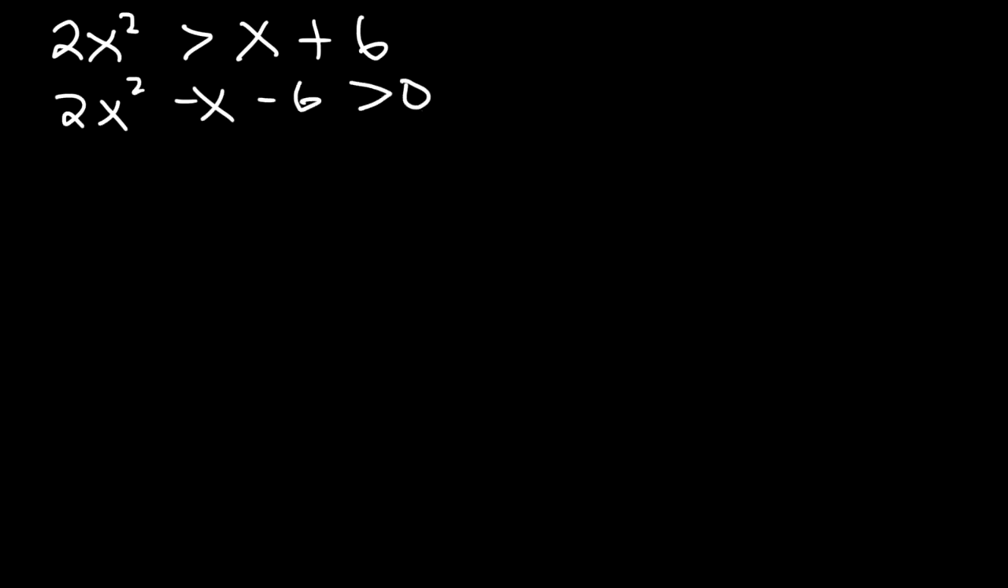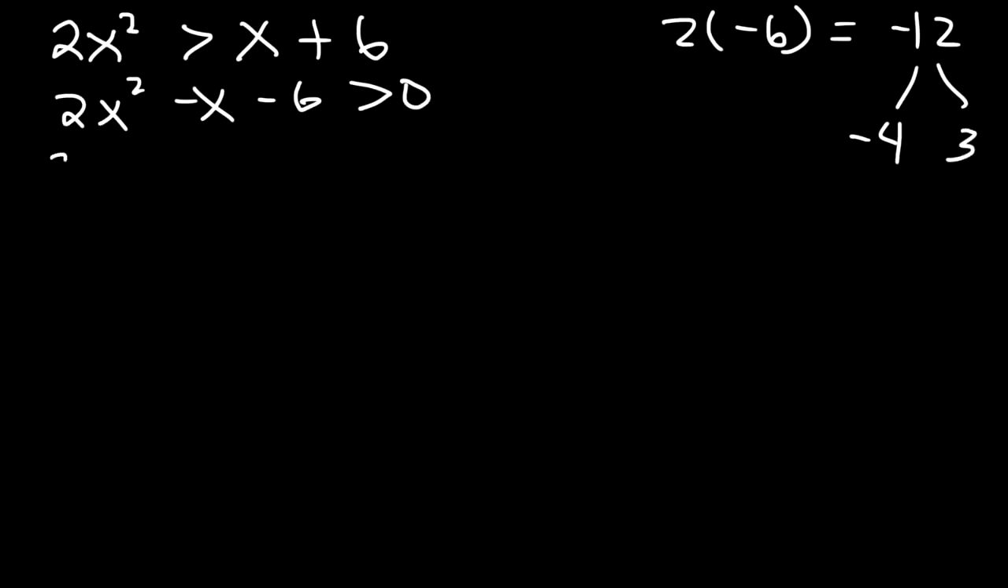So how can we factor a trinomial where the leading coefficient is not 1? First, you need to multiply the leading coefficient and the constant term. So that will give you negative 12. And then you need to find two numbers that multiply to negative 12 but add to negative 1, which we already know is negative 4 and positive 3. Now what we're going to do is replace the middle term, negative x, with negative 4x plus 3x. So notice that negative 4x plus 3x is still negative x. So the value of the left side of the inequality remains the same.